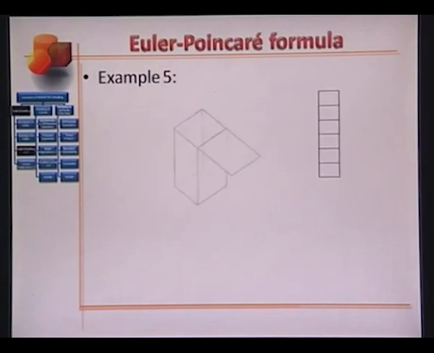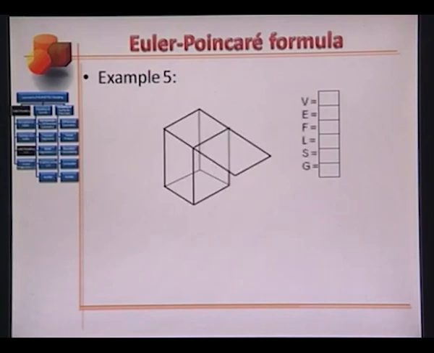Example 5, a cube with a dangling face. The total number of vertices for this figure is 10, 8 for the cube, 9 and 10. The total number of edges is 15, 12 for this block, 13, 14, 15. The number of faces is 7, 6 for the block and 1 dangling. The number of loops is also 7.